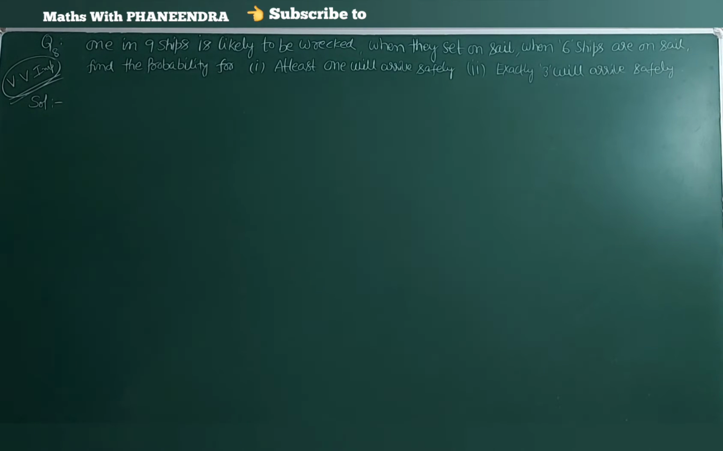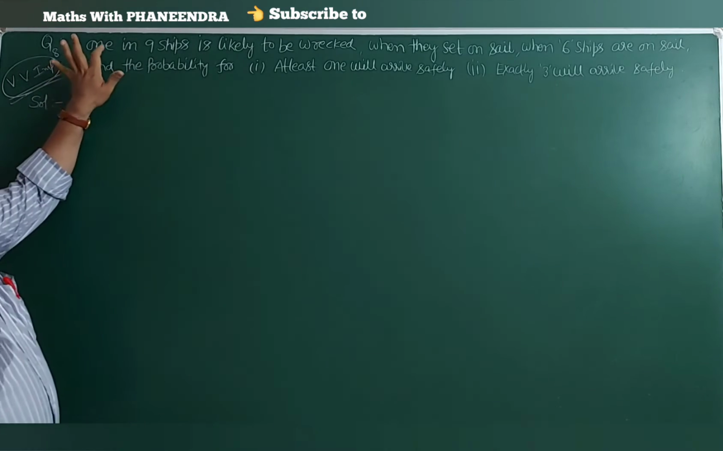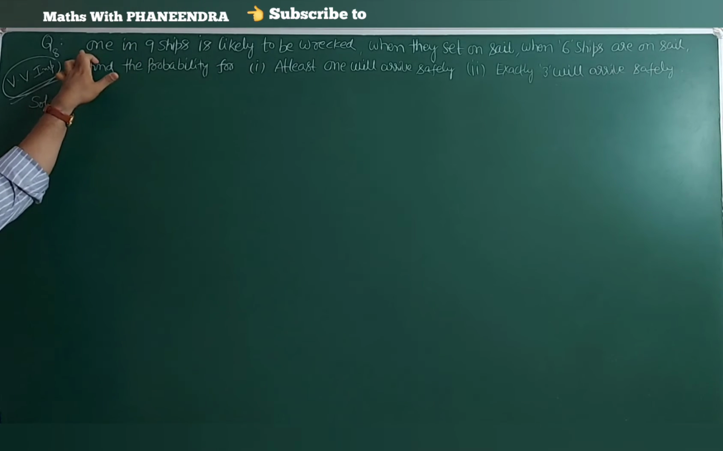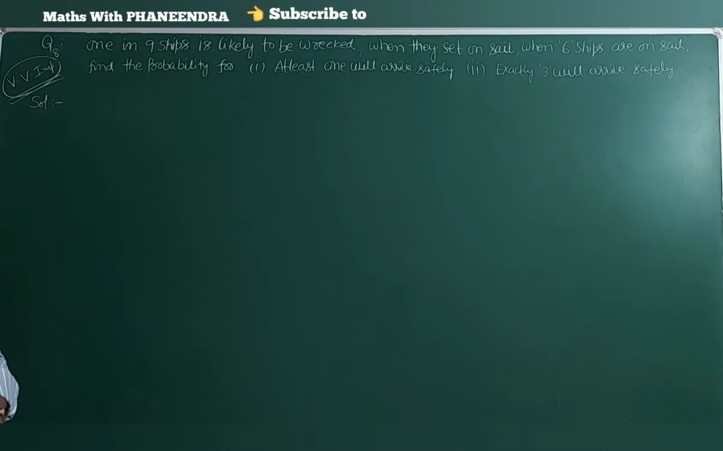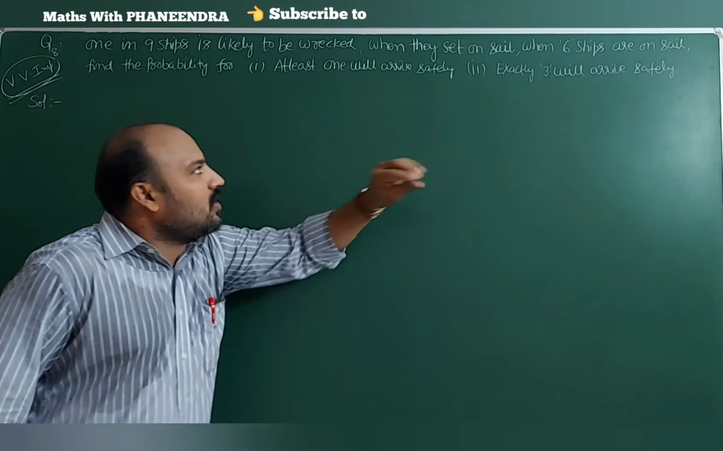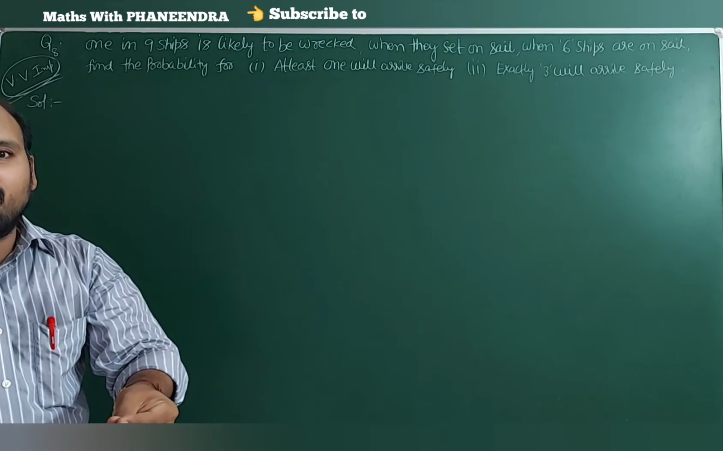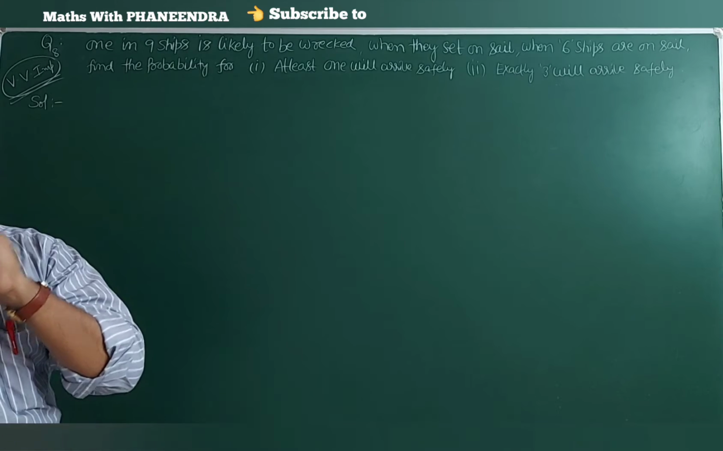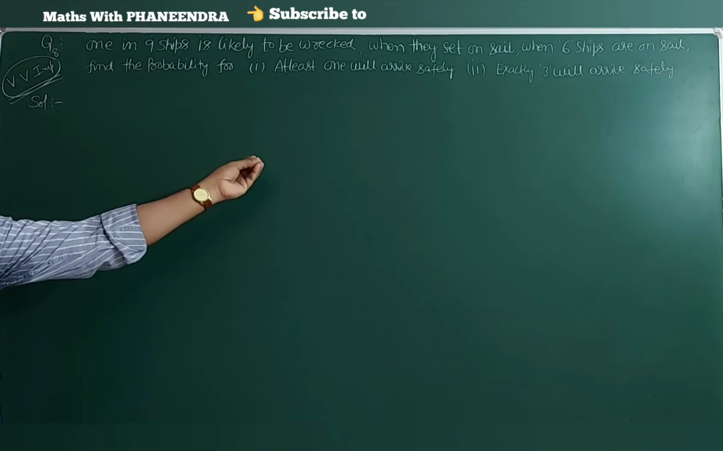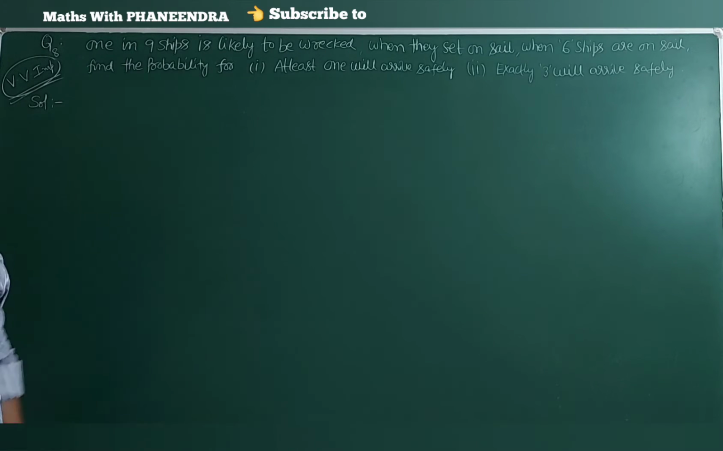So first of all, here we need to calculate P and Q by understanding the given question. 1 in 9 ships is likely to be wrecked. Out of 9, 1 will be spoiled. So that is a failure case. First question, if you observe, at least 1 will arrive safely. So this is the positive case, success. So out of 9, 1 is spoiled, means the remaining 8 will be success.